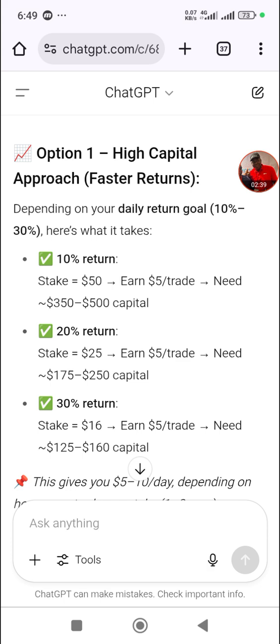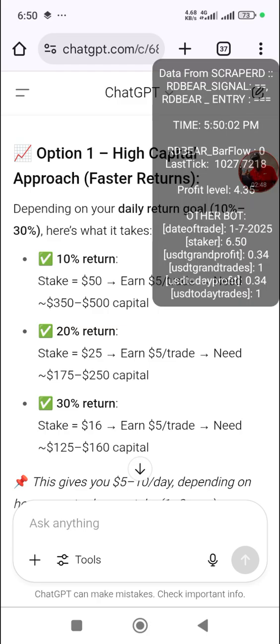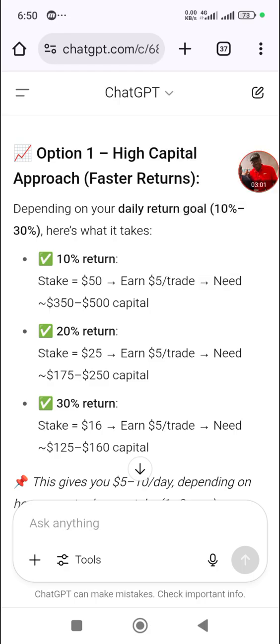You don't want to go through the process. You don't want to build momentum. So let's say you are staking $16. By the time you are done for that day, you have done 3 trades, you would have made $5 from that $16. It means you need to have like $125 to $160 as capital if you want to trade it. Okay, you can see it here. That's what you need if you want to be making $5.